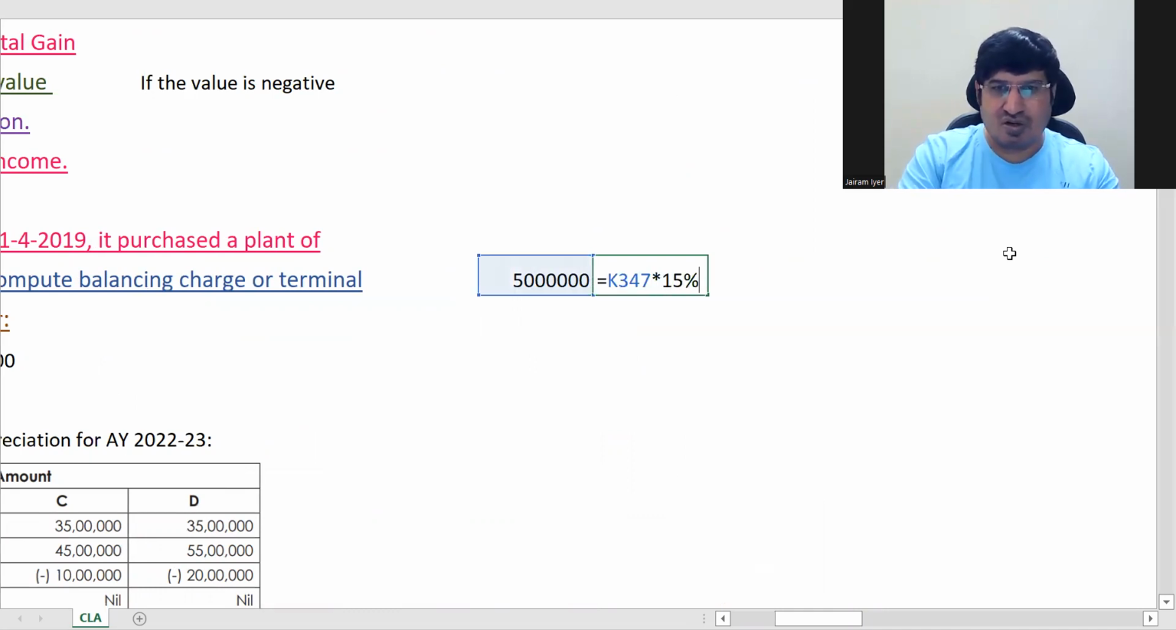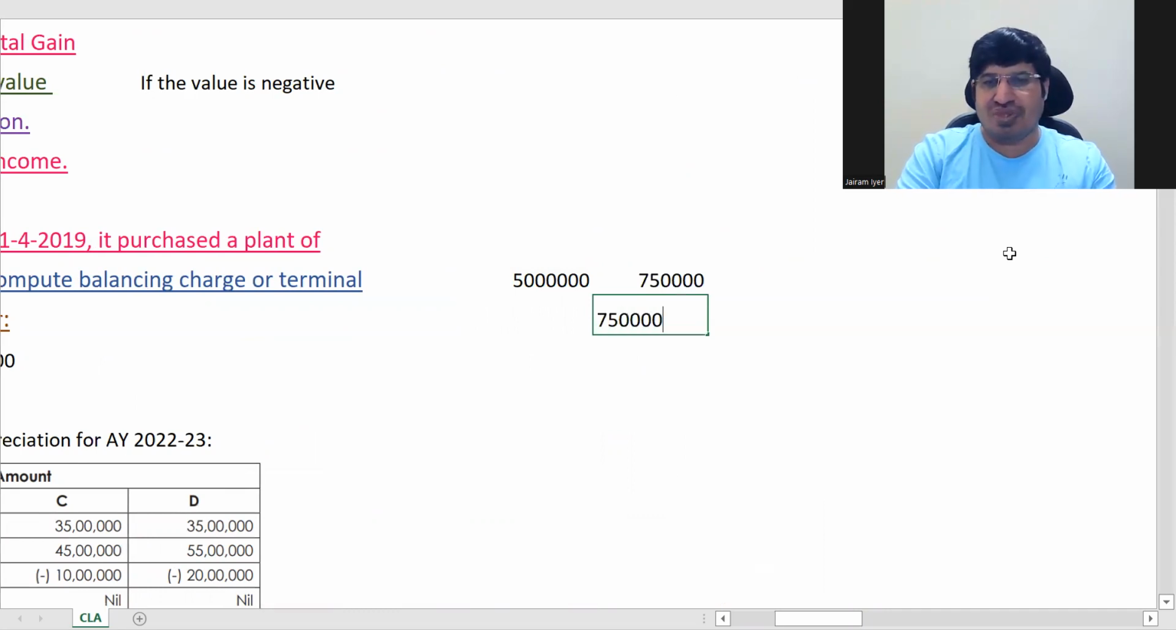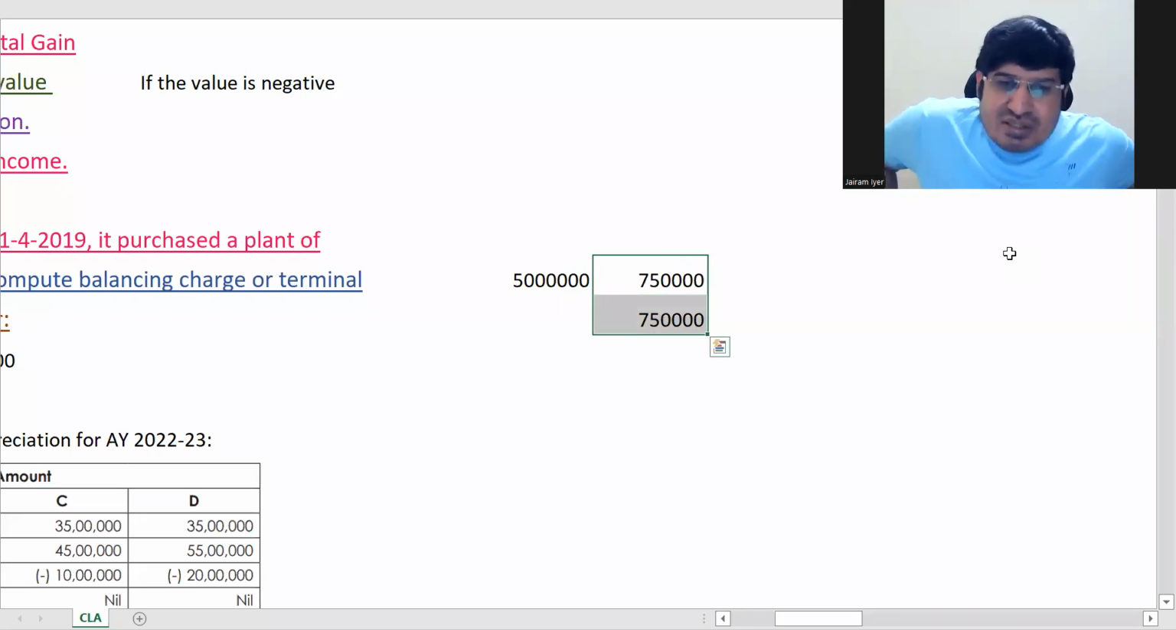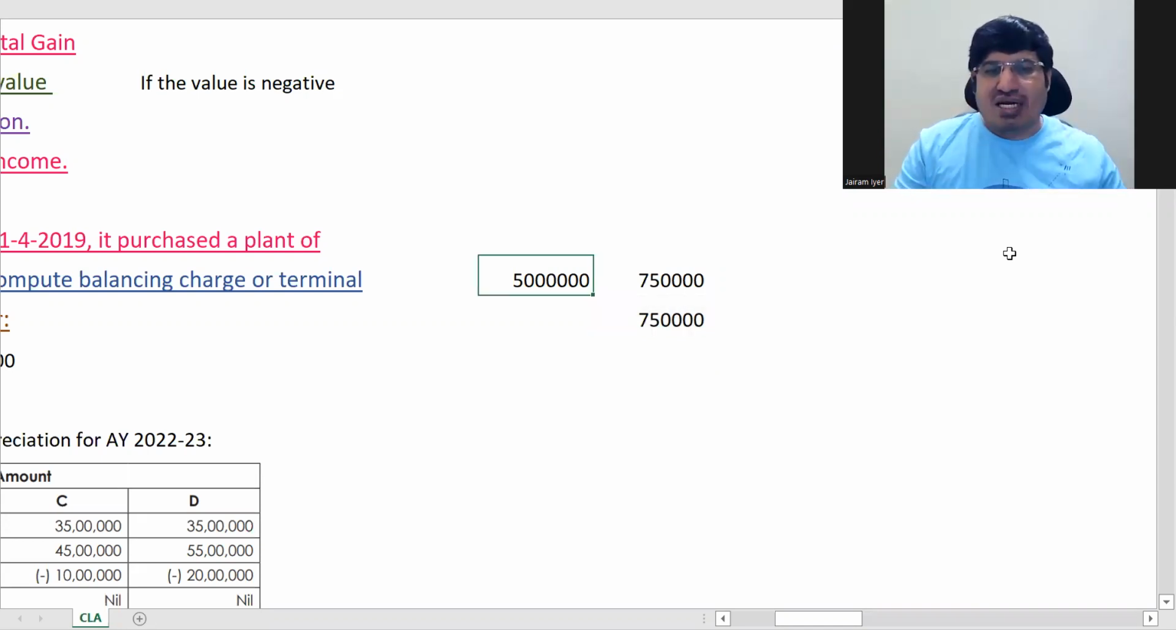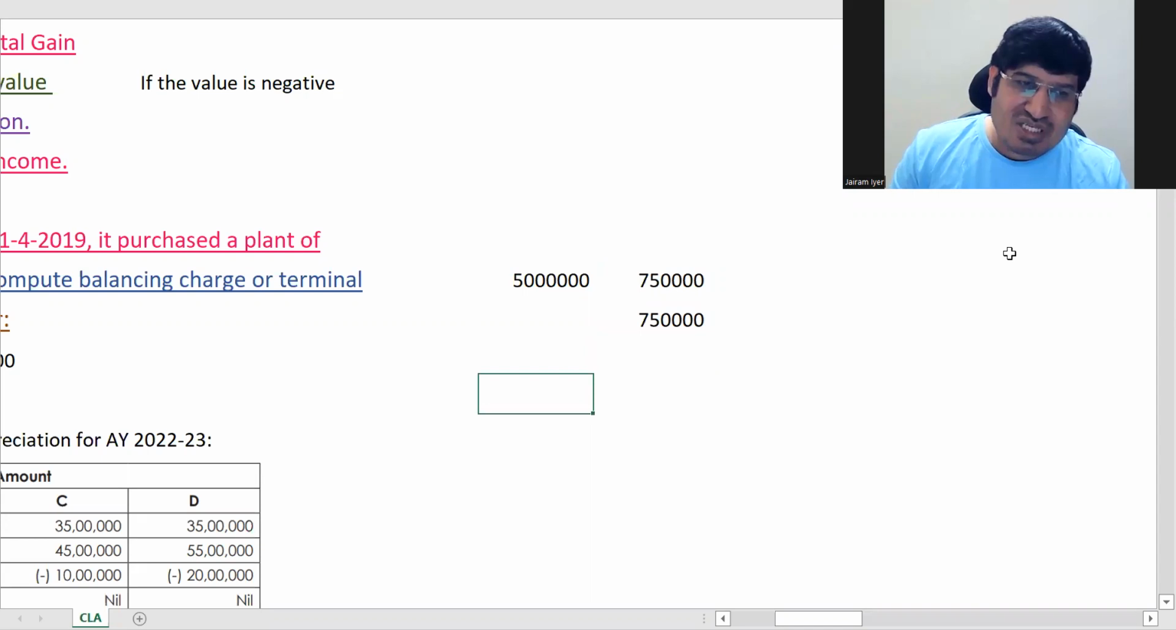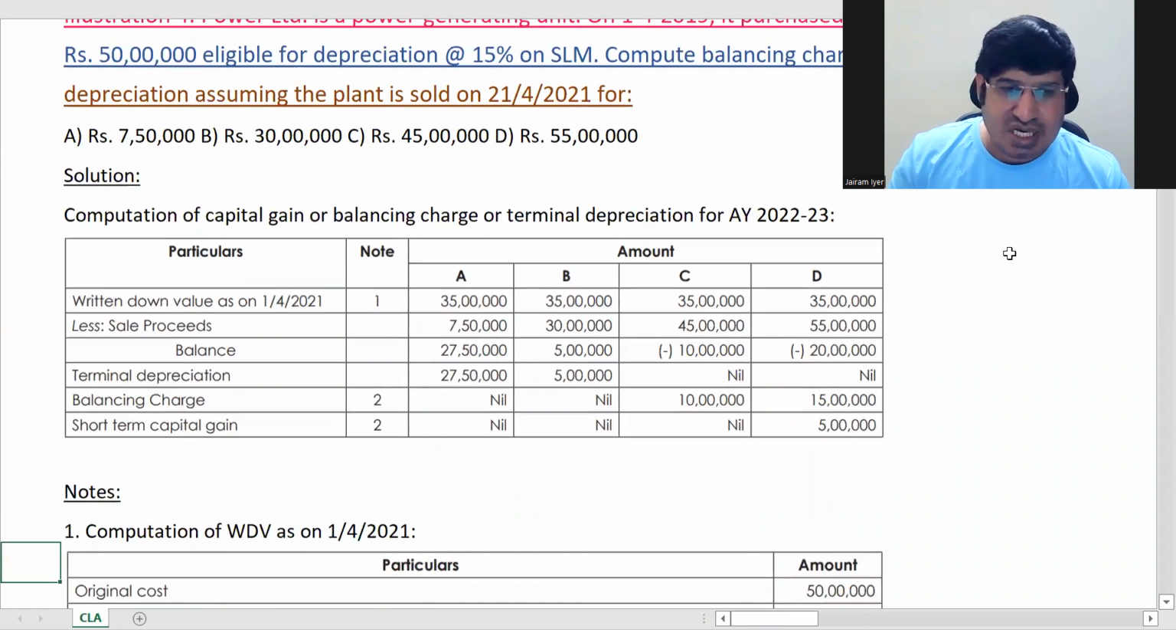15% of 50 lakhs is 7,50,000. So for 1 year, it will be 7,50,000 depreciation. Second year also it will be 7,50,000, because depreciation on actual cost remains constant. So from 50 lakhs, if you deduct 7,50,000 for 2 years, 15 lakhs is deducted and you get the WDV on 1/4/2021, which will be 35 lakhs. So we'll see this part first.